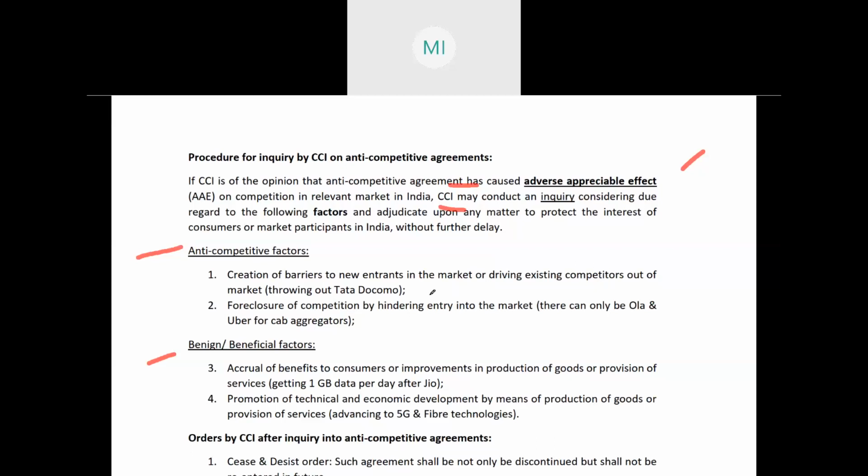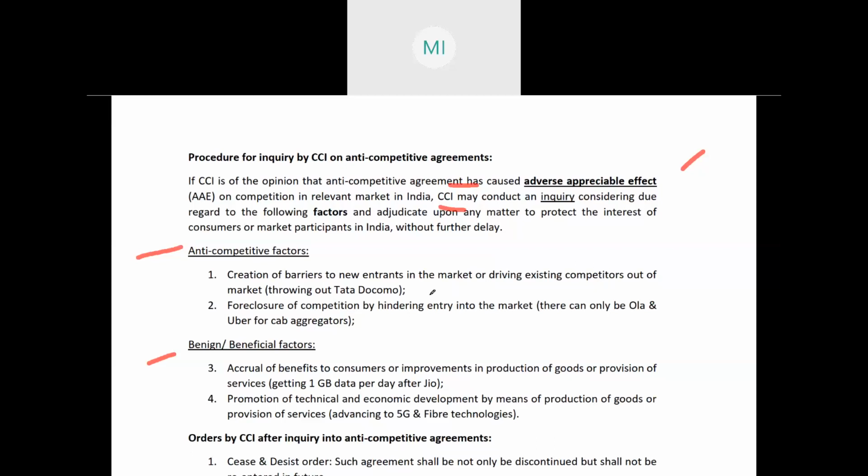Beneficial or benign factors are like, see, only after Jio came in, we started getting 1 GB data per day. Otherwise, it used to be 1 GB data per month. And promotion of technical and economic development, because we heard of the concept of 4G only after Jio. Now we are talking about 5G also, and there are fiber technologies also.